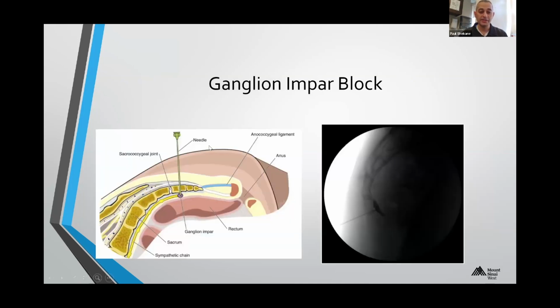Using fluoroscopic guidance, we introduce a needle through the sacrococcygeal space, just anterior, where we coat the nerves with the medication. As you can imagine, bowel sits anterior to this space, so the use of contrast ensures that we are not too anterior into the bowel itself.